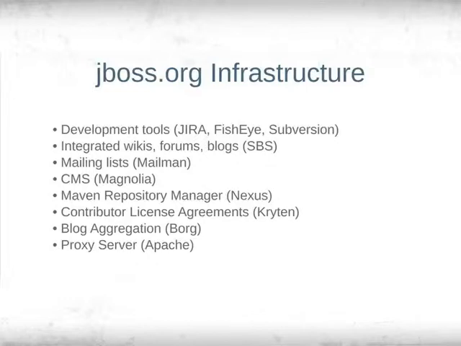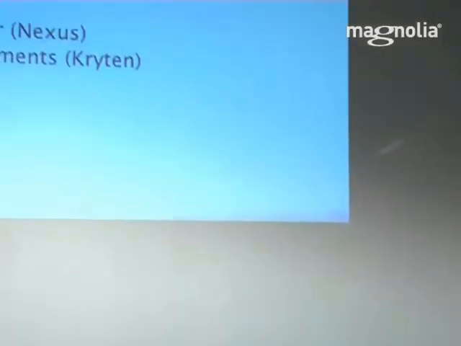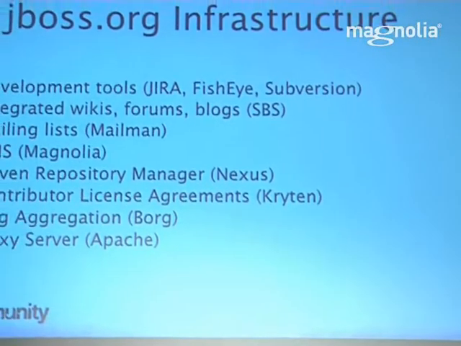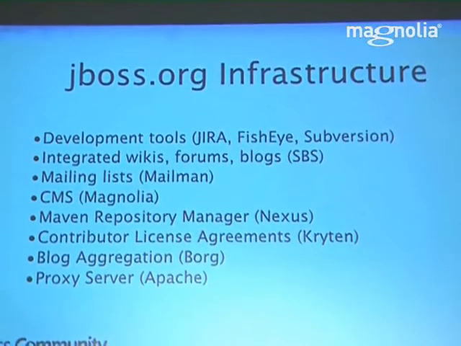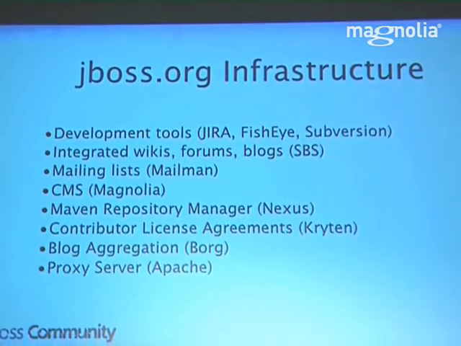If you look at our infrastructure and how we run the site, we obviously have development tools for the projects. So we have Jira from Atlassian, Fisheye as well. We use Subversion for repositories, and we'll soon be using Git. We have wiki, forums and blogs like many other sites, but we've chosen to integrate them together with a product from Jive called SBS. Mailman, as usual, for the mailing lists.